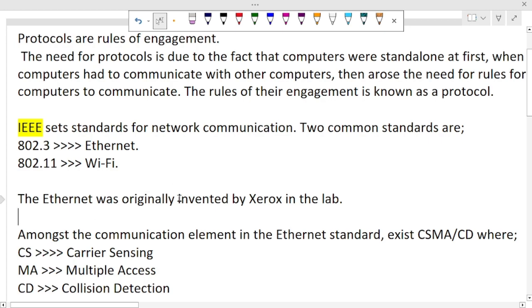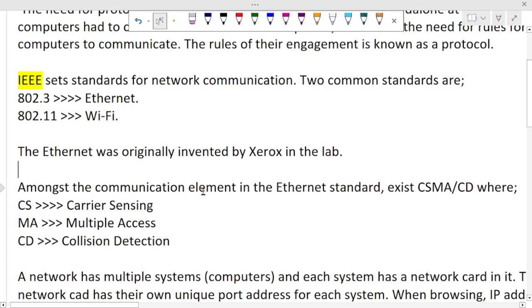So Ethernet was originally invented by Xerox in the lab, but of course the standardization of it was done by IEEE. Now, amongst the communication elements in the Ethernet, please, before I continue, note this.